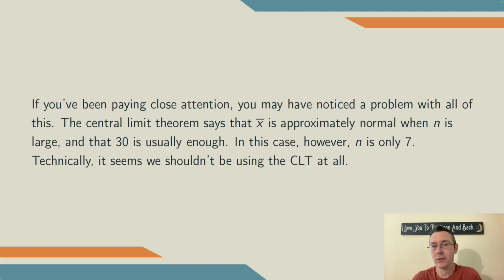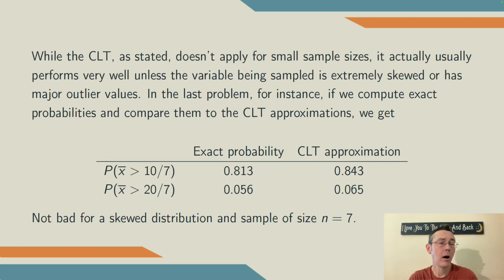Now, if you've been paying close attention, you might have noticed that the central limit theorem uses the number n equals 30 as sort of a sufficiently large n. And in this problem, the n was only 7. And so technically it kind of seems like we shouldn't be using the central limit theorem at all. On the other hand, the central limit theorem with that n equals 30 is very conservative. And typically the central limit theorem does pretty well for much smaller sample sizes, including n equals 7. And the big exception is if you have a distribution with extreme outliers or a tremendous amount of skew. And if you look back at the histogram here, we do have some skew, but it's not ridiculous. So we should expect our central limit theorem approximation to be okay, just maybe not perfect.